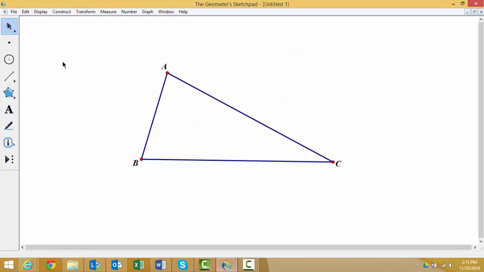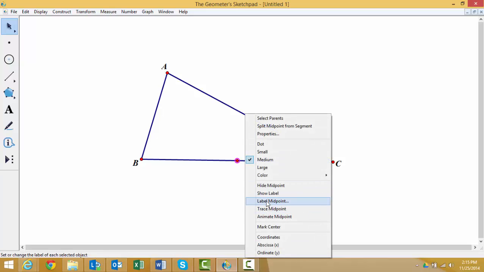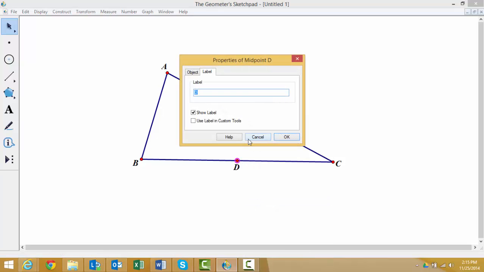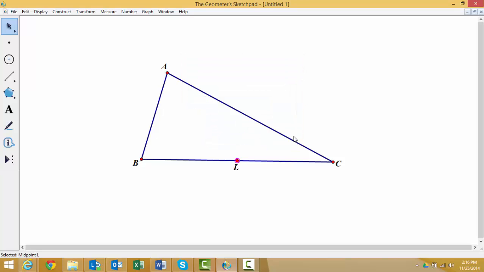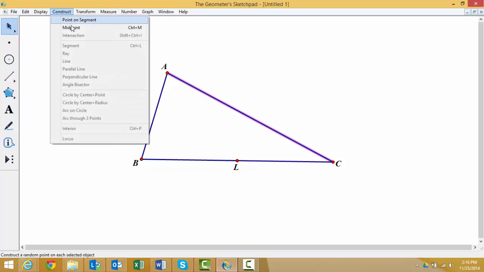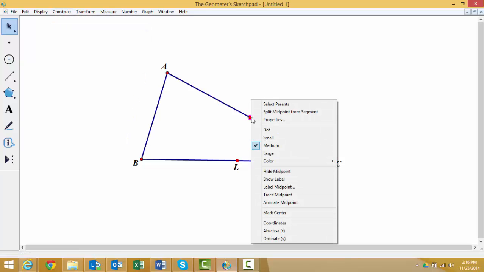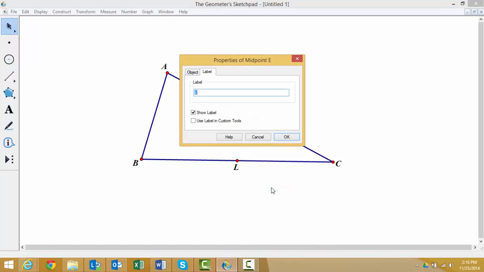The next thing we are going to do is construct the midpoints of all these sides. Take BC, construct the midpoint. Then I'm going to call that midpoint L, because in your book, it's called LM, and that's what I'm going to be using. So refer to page number 5 in your book. And this side, again, construct the midpoint, and I'm going to call the midpoint M.